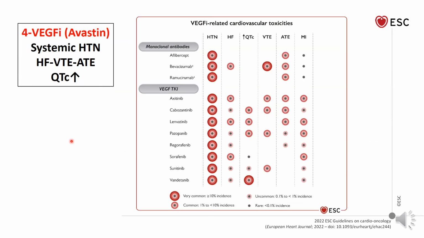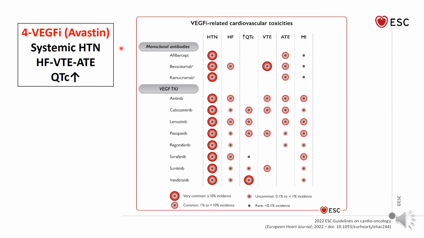Moving into another agent, which is vascular endothelial growth factor inhibitor. The most common member of this family is Avastin. It's also a broad spectrum family used in many malignancies. The most common side effect is systemic hypertension. Why systemic hypertension? Because this drug affects the synthesis of nitric oxide in the vascular endothelium. So it creates some sort of endothelial dysfunction, and this aggravates hypertension in such patients.